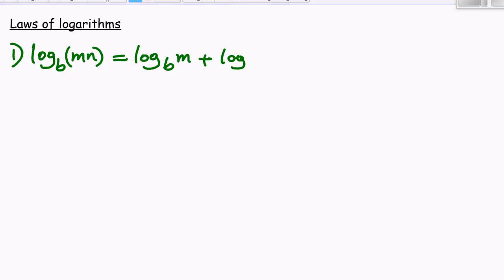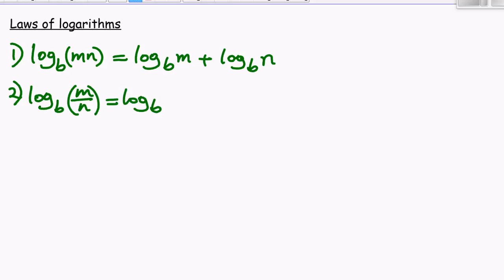I'm going to list laws of logarithms here, and then later on we'll practice with them, how to apply them. So log to base b of m multiplied by n is the same as log to base b of m plus log to base b of n. Another law of logarithm, log to base b of m divided by n is log to base b of m minus log to base b of n.